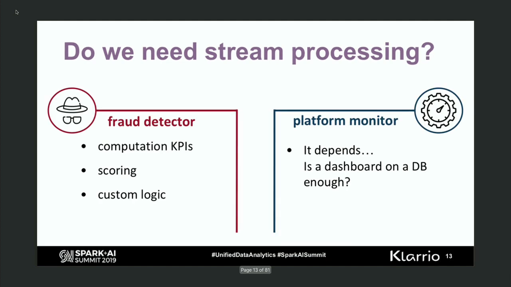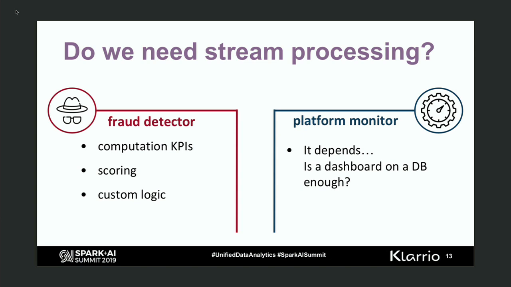If we look at our two use cases for the fraud detector, you're computing KPIs, you're scoring with the machine learning model, and you have a lot of custom business logic that you're implementing for your certain bank or tool. So there you would say that if you need a lot of custom logic, using something like a stream processing framework will help a lot.